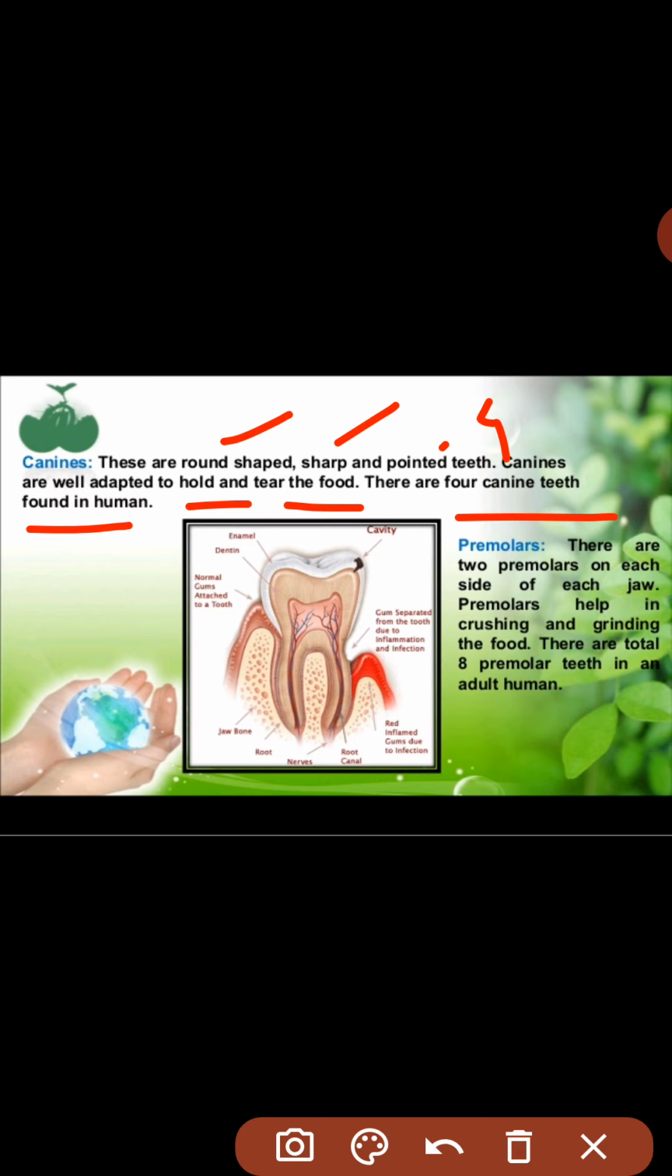The next are the premolars. There are 2 premolars on each side of each jaw, that means the upper part and the lower part. Premolars help in crushing and grinding the food. They are generally at the back side. There are a total of 8 premolar teeth in an adult human.